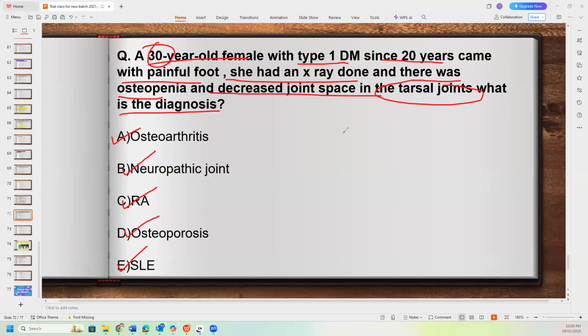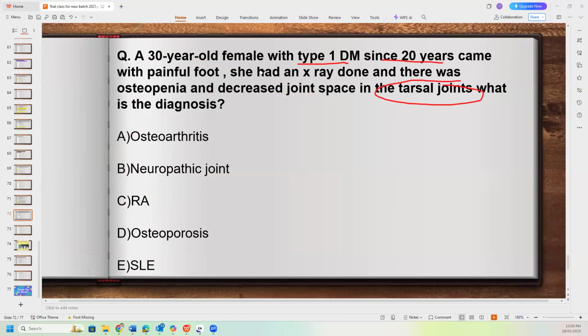Osteoarthritis can present with osteopenia and decreased joint space, but it doesn't happen in a 30-year-old. Osteoarthritis is the disease of the elderly. So what is the answer? In a type 1 diabetic patient, there is more chance for them to develop a neuropathic joint disease. Very common to happen in the lower limb, especially in tarsal joints. Is it clear, guys?